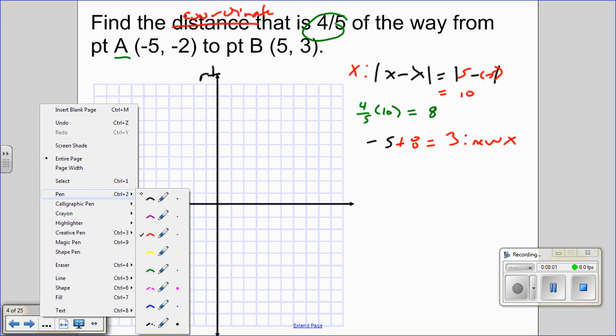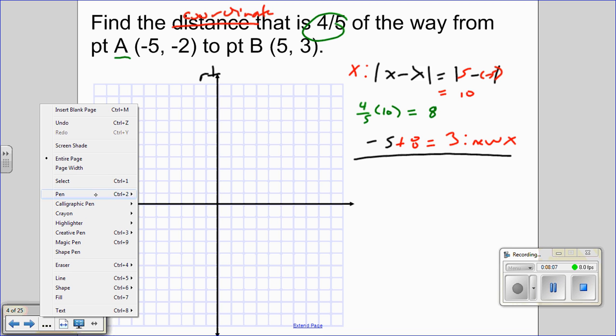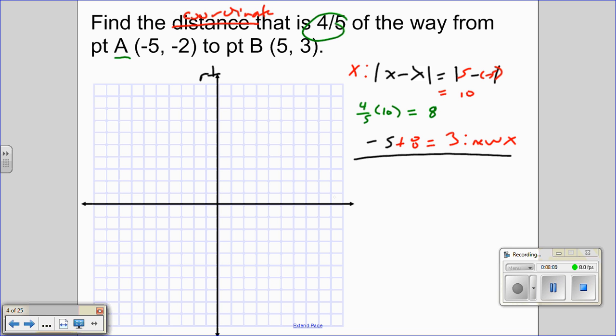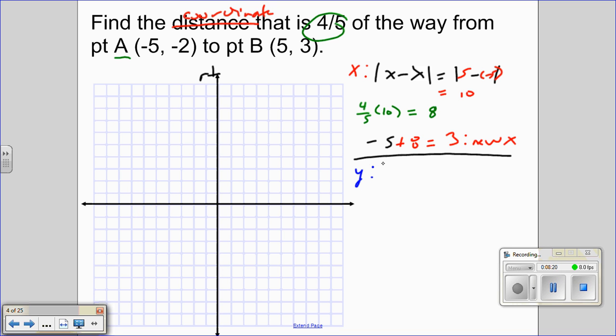Now we would have to do those same series of steps for our y value. All right, so again, you're going to have to find the distances between your y's. So it's the absolute value of y minus y, which would be the absolute value of 3 minus -2.